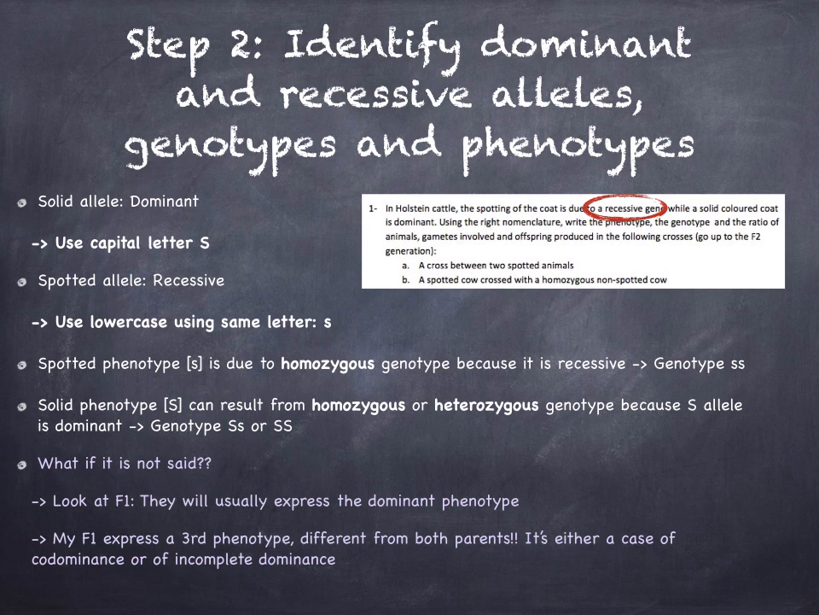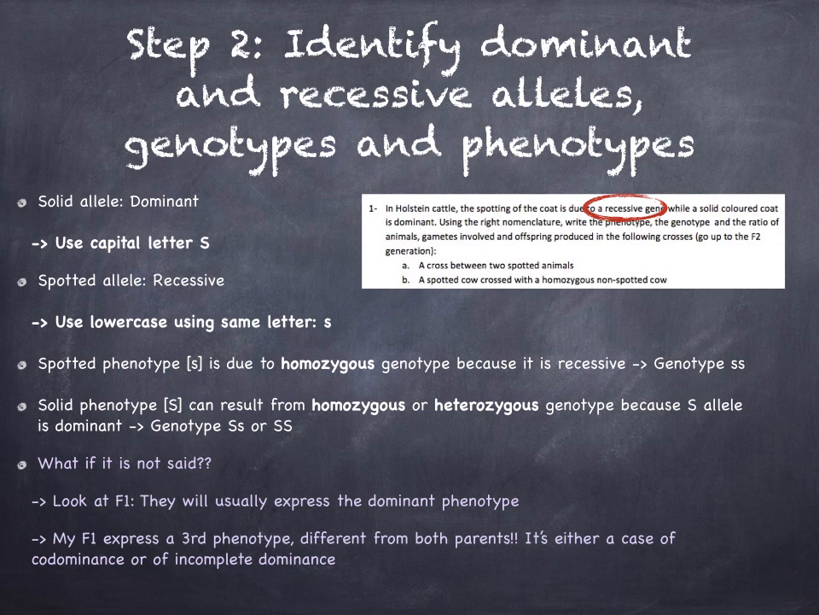It can happen sometimes that the F1 expresses a third phenotype that is different from both parents, which in this case would be non-solid and non-spotted. In this case, it is a particular condition that is a case of codominance or incomplete dominance, and we will see that in different kinds of problems.